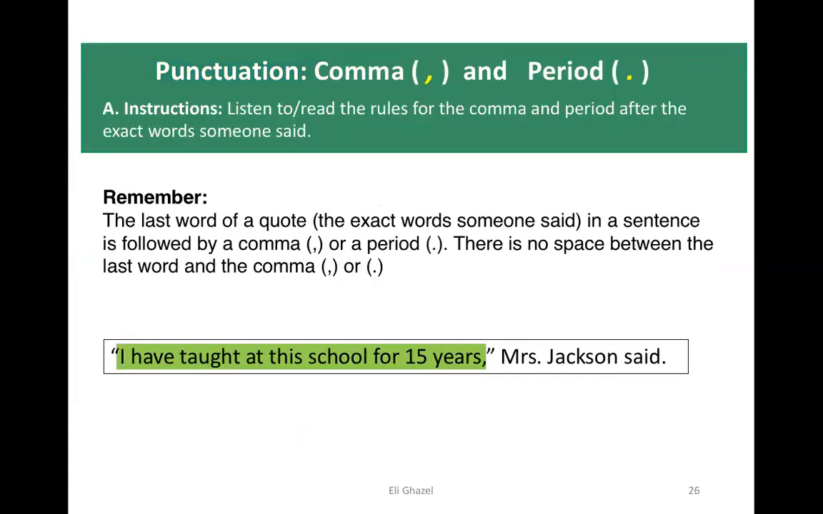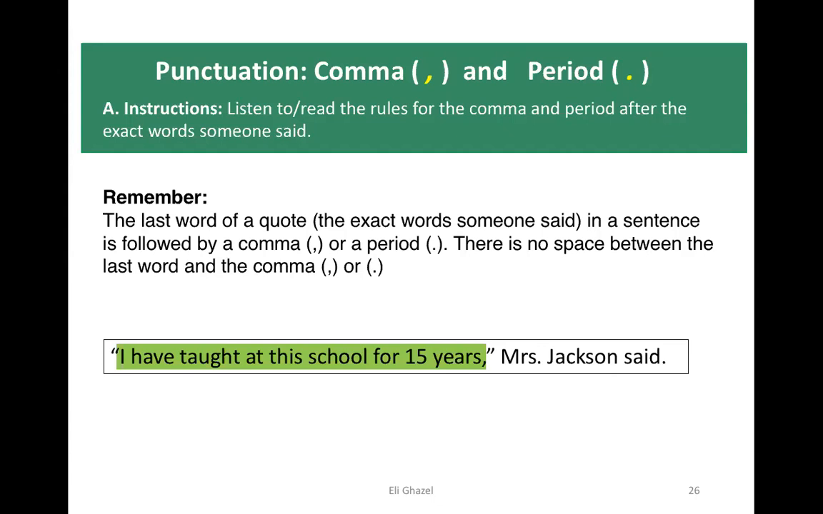Now more learning. Now we moved from capitalization to quotation marks, and now to the punctuation of the comma and the period. So we're going to do the comma and the period first, then we will do the question mark and the exclamation mark, and then after that, we will give them a task to do. So remember, the last word of the quote in a sentence is followed by a comma or a period, and there is no space between the last word and the comma or period.